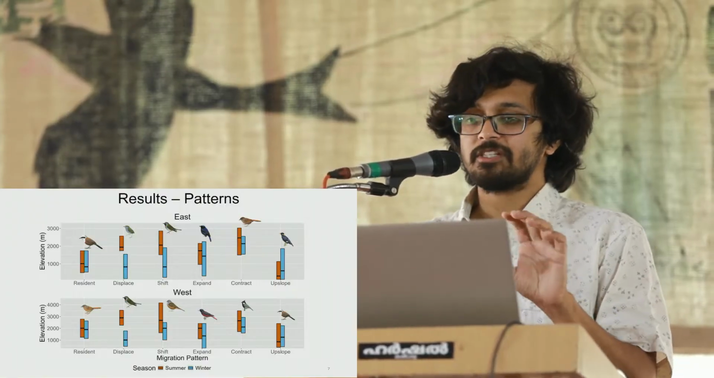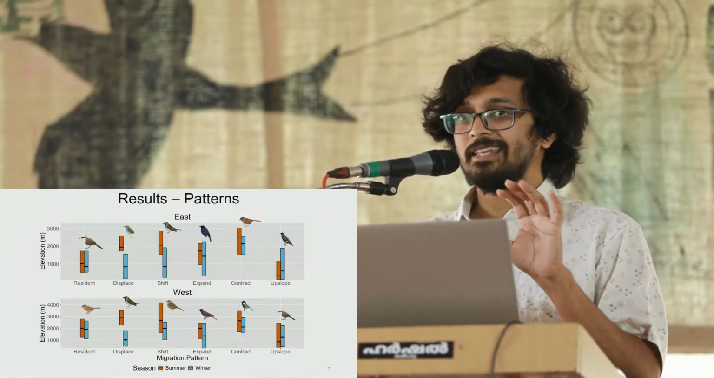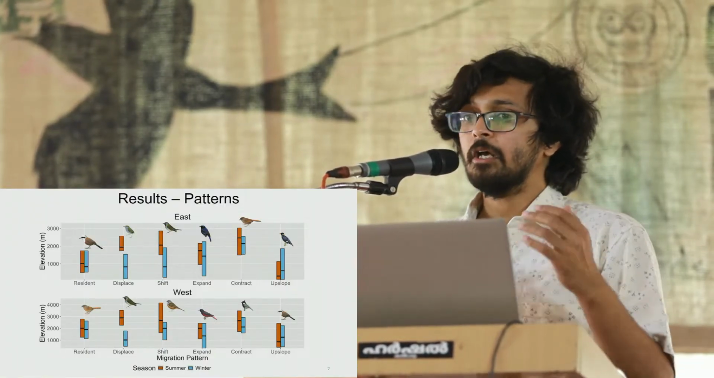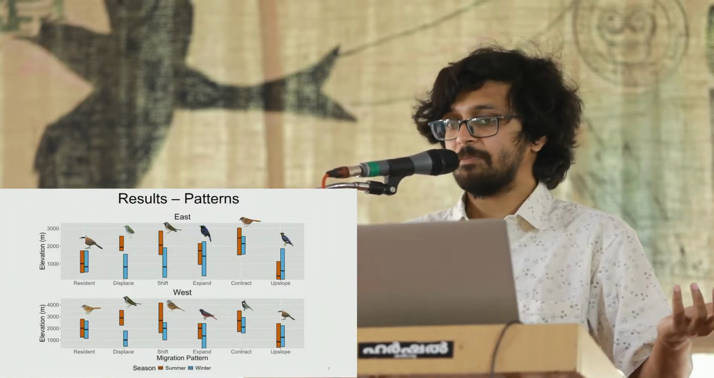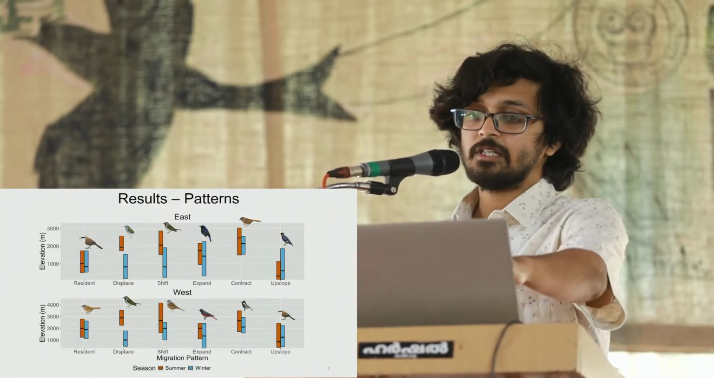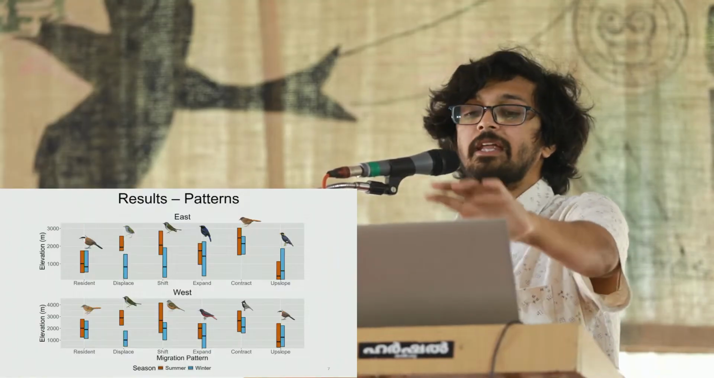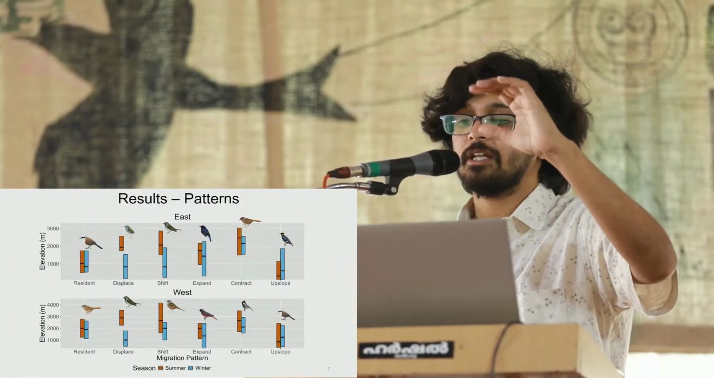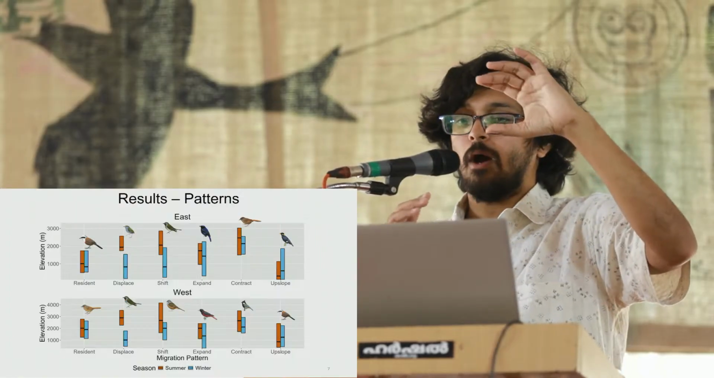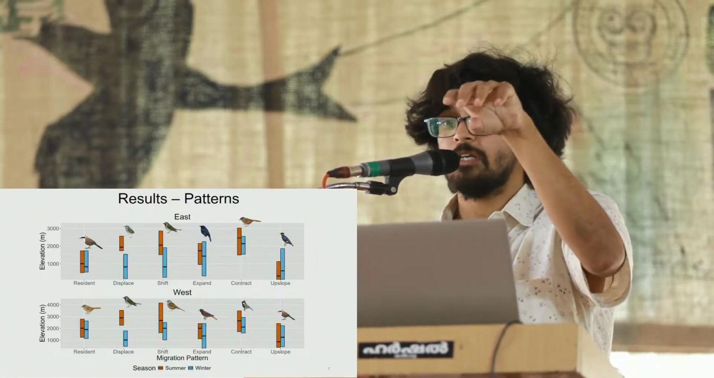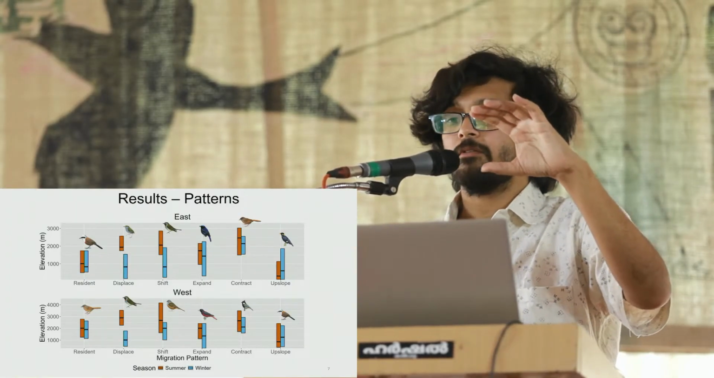Then the next two interesting patterns are expand and contract migration. Here, I believe what's driving these patterns is intraspecific variation in migration. So maybe some individuals of these species are migrating while the other individuals of that species aren't migrating. As you can see over here, for expand migration, the summer range is higher up, and the upper limit of their ranges in the summer and winter don't change, but the lower limit expands down.